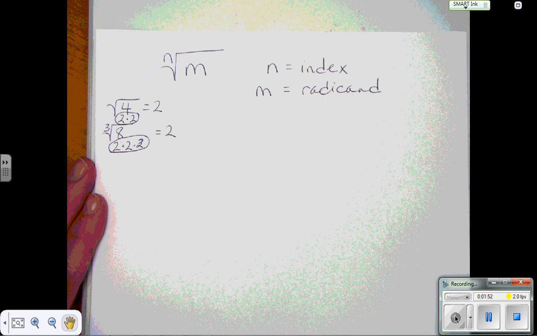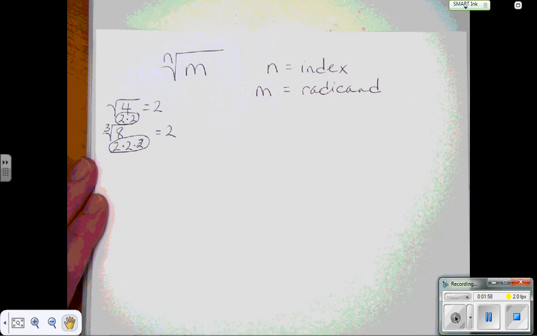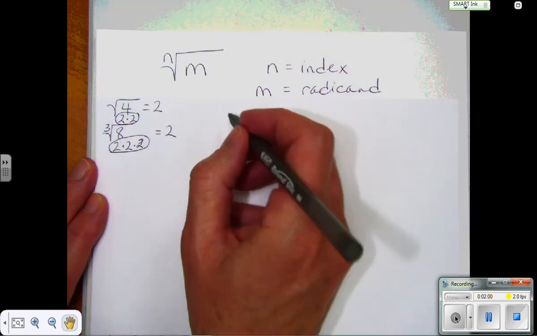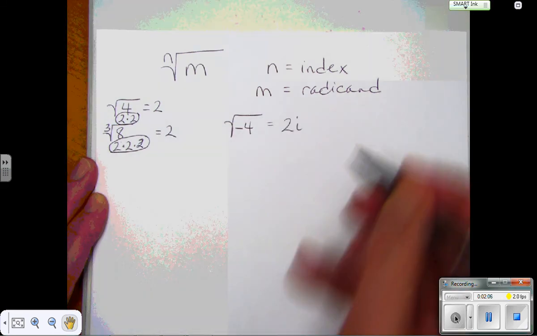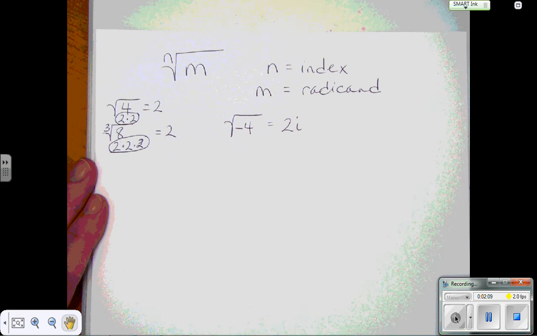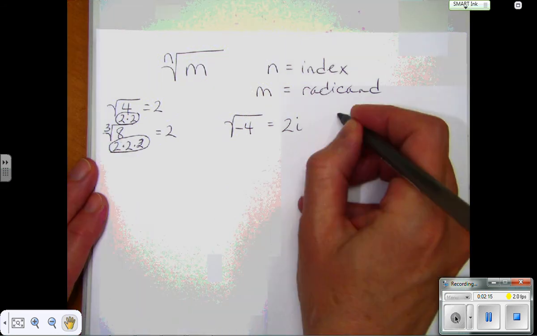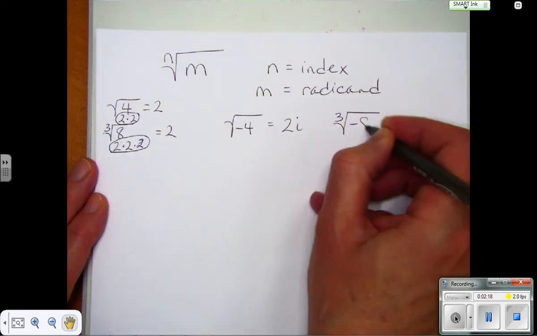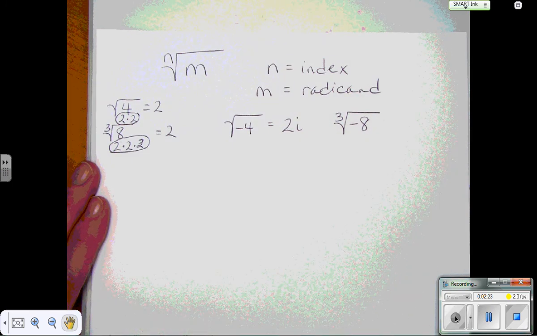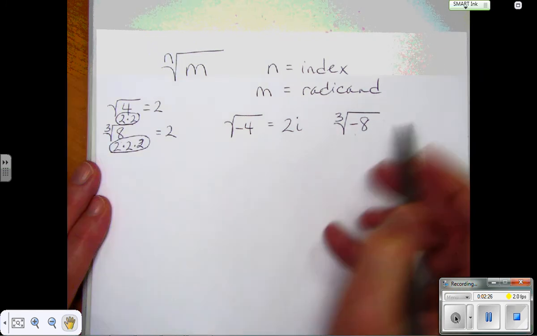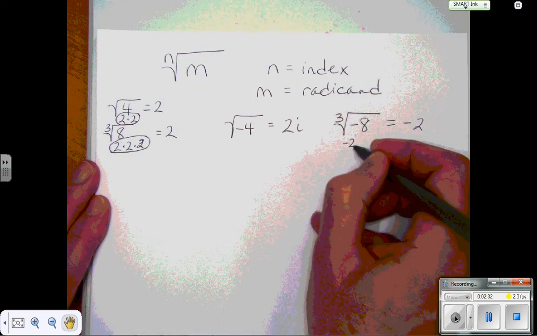Whenever n is even, you can have an imaginary number in your root when you take the root. So for example, if I had the square root of -4, I'm going to get 2i. That's what happens when you have a negative number in an even root. But if you have an odd root, like the third root of -8, you can have a real number when you take the third root of a negative number because it's odd. That's going to be -2. And if you think about it, you're going to have -2 times -2 times -2.